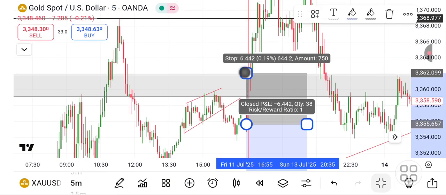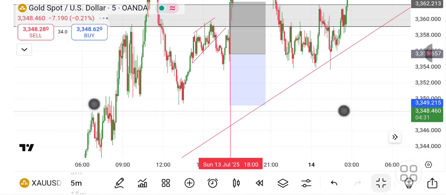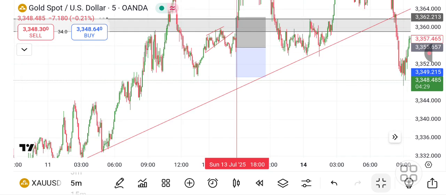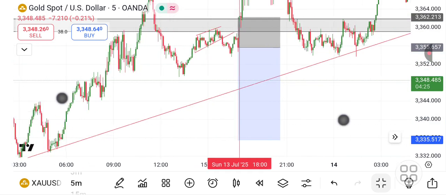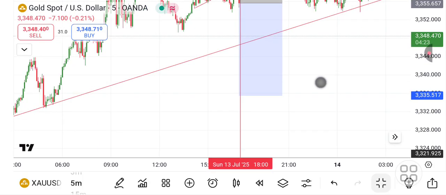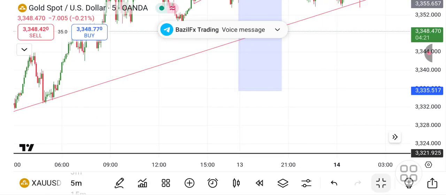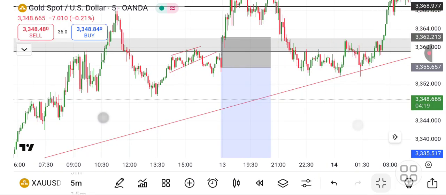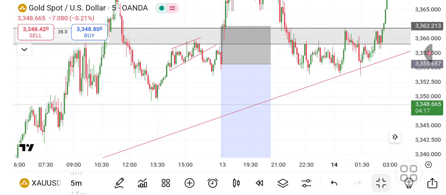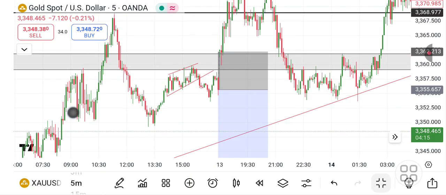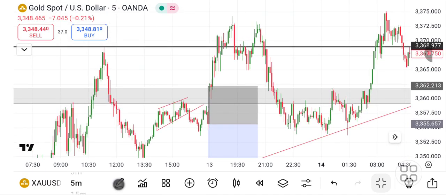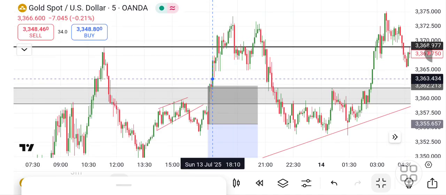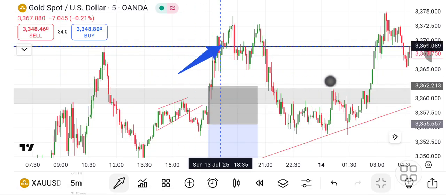My SL was above right there, and my TP was right here. I remember it was 1 2 3. Let me move this red line. It was 1 2 3. Then I woke up, and the setup had failed, so after the setup failed, I waited for the market to come back to this 5 days resistance.